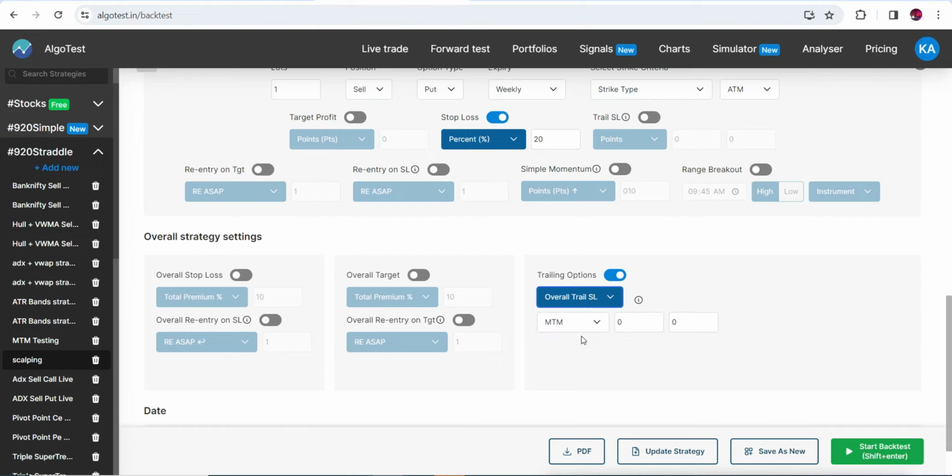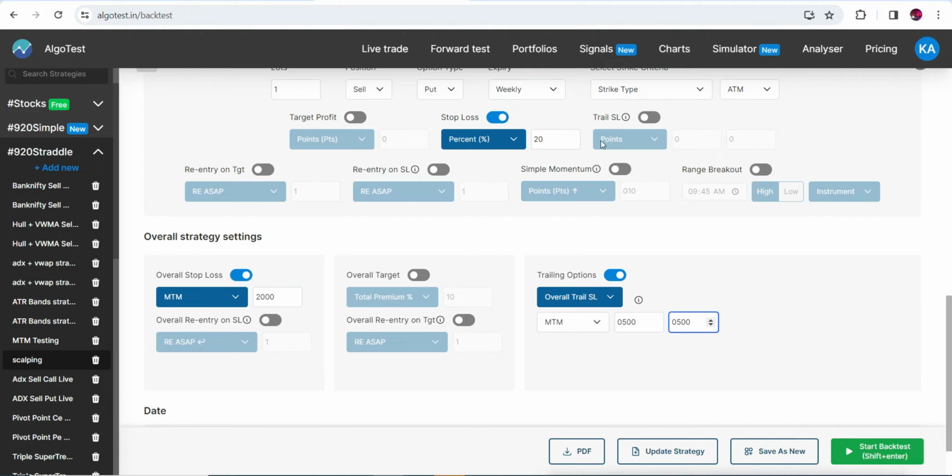The third feature we have is overall trail stop loss. What overall trail stop loss does is, it will simply trail your overall stop loss. For example, my overall stop loss is 2,000 rupees. Okay, overall stop loss 2,000 means if our loss hits 2,000, it will exit our strategy. Now for overall trail stop loss, let me enter 500, 500.